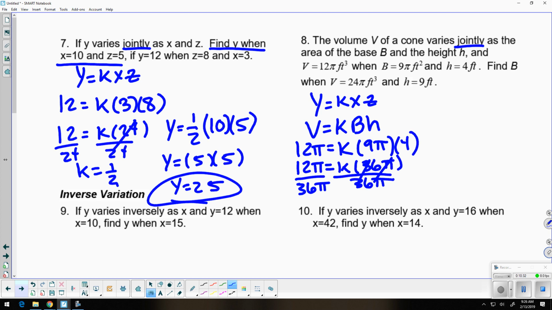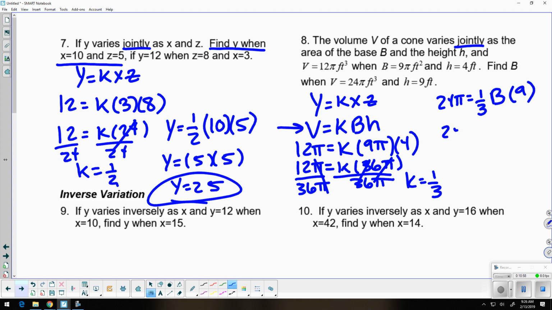So reducing this down, the pi's cancel. 12 over 36 would just simply be 1/3. So we got our k. So we want to find B now. So again in this equation we're finding B. We know the volume, we know the height. So plugging these all back in to the equation, the volume is 24 pi. We have k, solving for B, and h this time is 9.